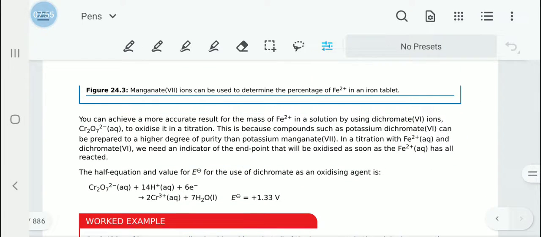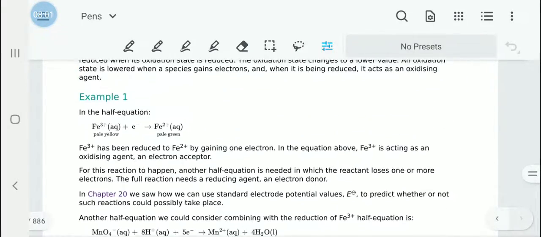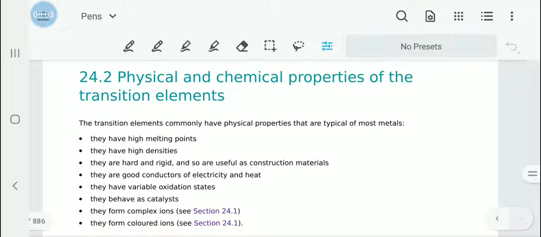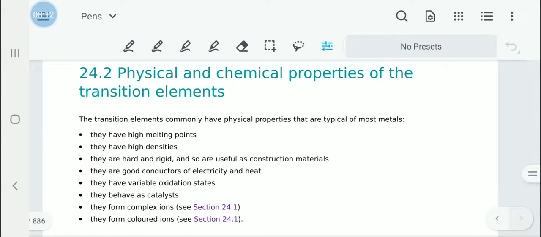Now let's write down a note for this first. Write down physical and chemical properties of the transition elements. Transition elements are metals. Therefore, they have physical properties that are typical of most metals.